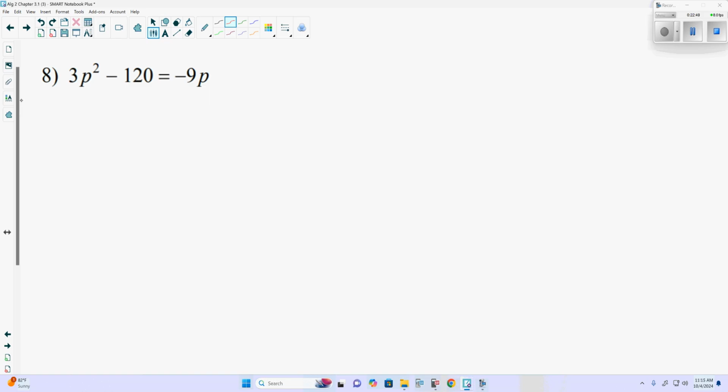Let me look. That's not a 0. So it's not equal to 0. So the first step we do is not factoring, but we need to get this equal to 0.